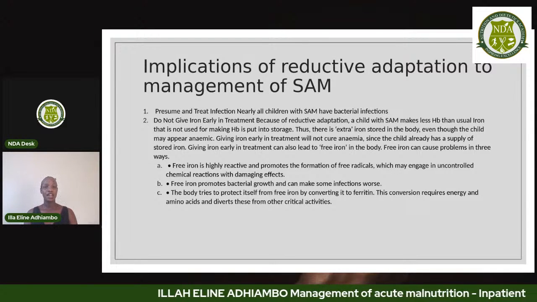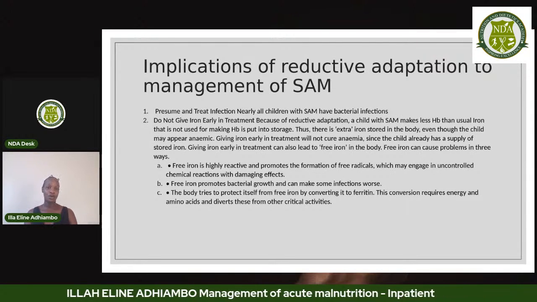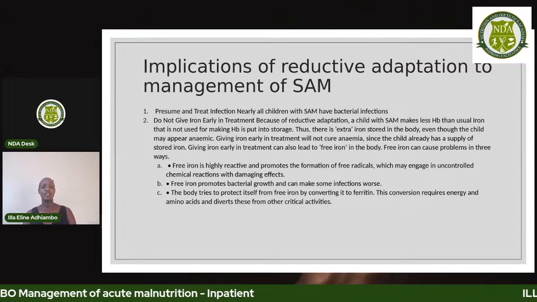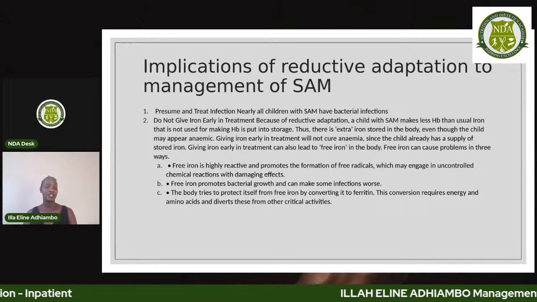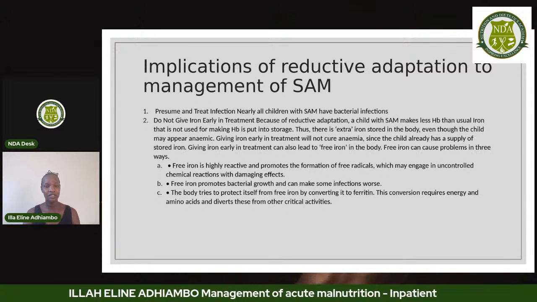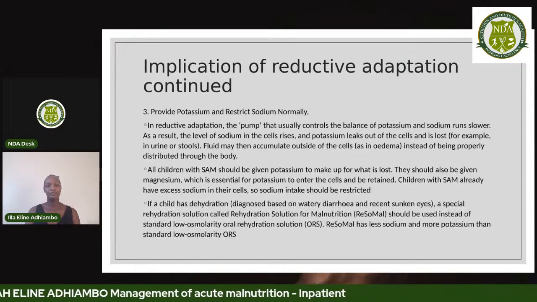The second thing, free iron promotes bacterial growth and can make infections worse. And then the body tries to protect itself from free iron by converting it to ferritin. This conversion requires energy and amino acids. So it's going to make our caloric needs increase even further.